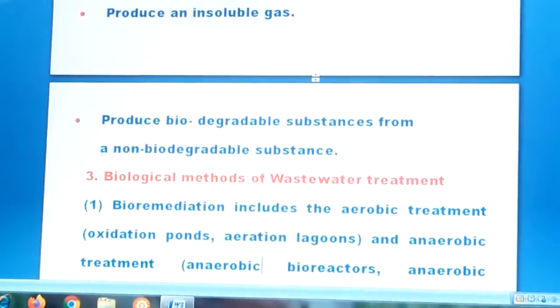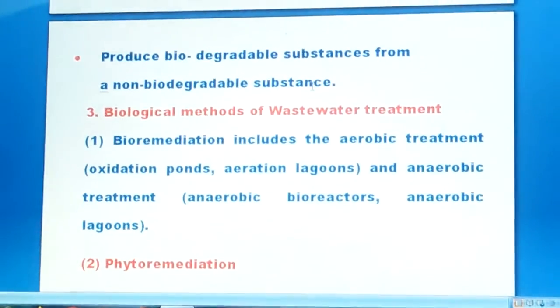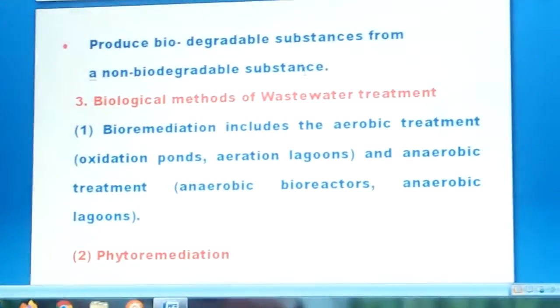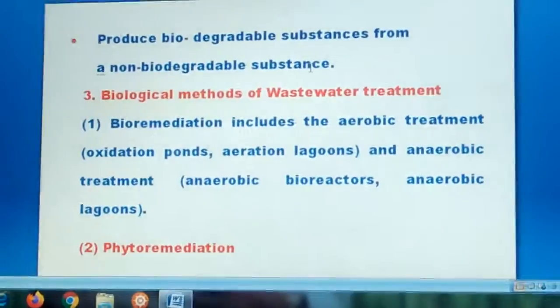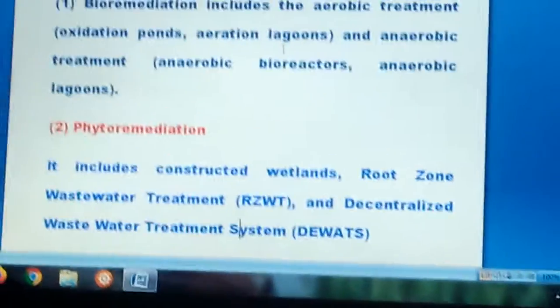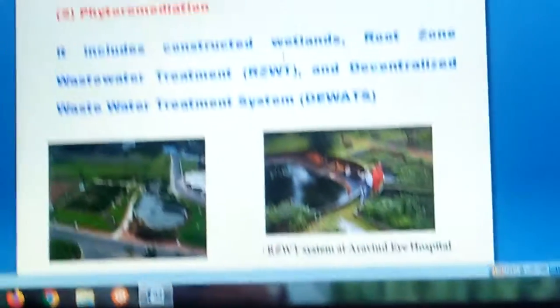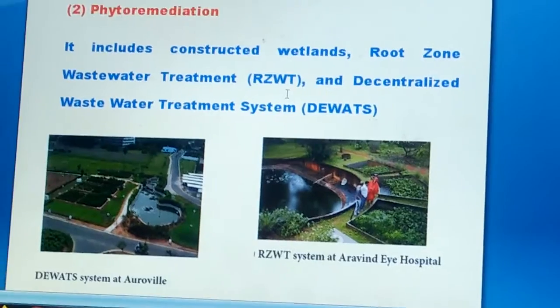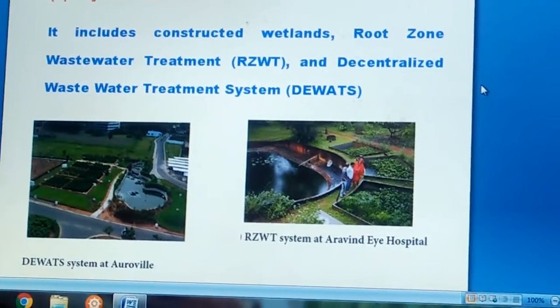Now, the next one is biological methods of wastewater treatment. That is bioremediation and phytoremediation. See, bioremediation includes aerobic treatment as well as anaerobic treatment. Aerobic treatment means we are treating the water in the presence of oxygen. Anaerobic means the absence of oxygen. Then phytoremediation includes constructed wetlands, root zone wastewater treatment and decentralized wastewater treatment systems. So these systems come under phytoremediation. The process is given below, you can see in these pictures.